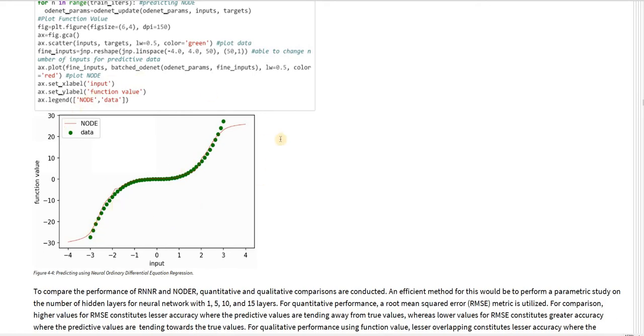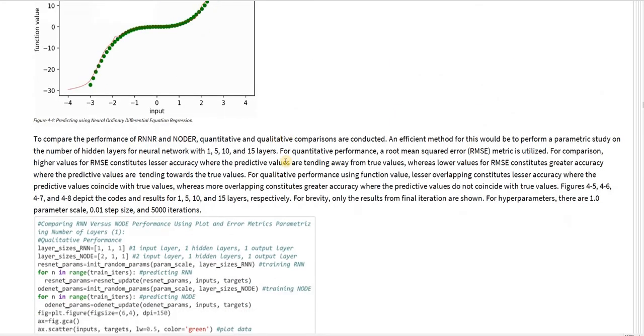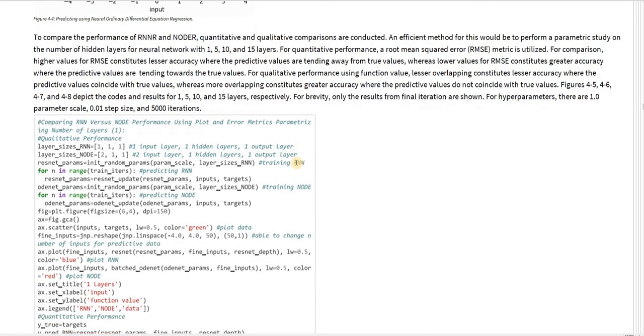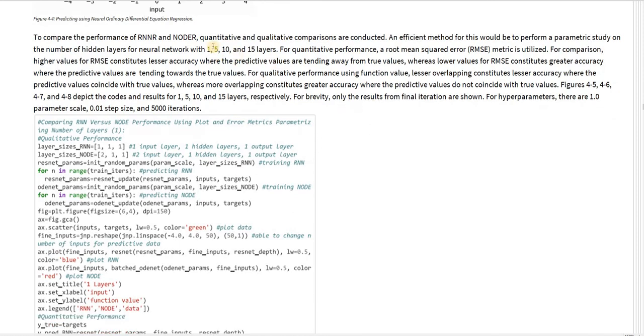So looking at these two neural network algorithms, instead of just using a graphic or qualitative data visualization, let's compare them numerically using a quantitative metric, the RMSE, or root mean squared error. What we're going to do here is a parametric study. The parametric study is going to be specific to the number of hidden layers. So we're going to vary the number of hidden layers for the neural network for both the residual neural network and then the ODE neural network.